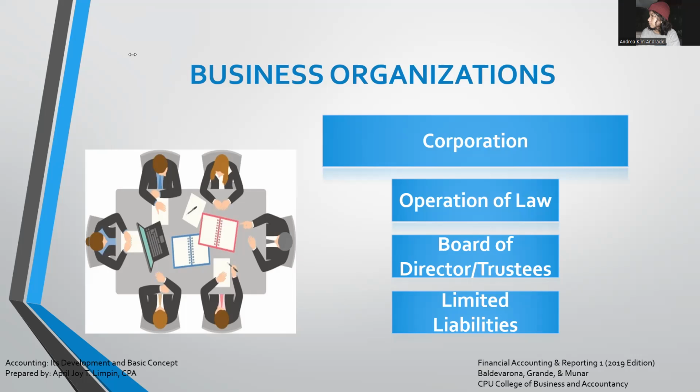Based on the limited explanation, with the unlimited liabilities, how come a corporation is limited? Because, sir, a corporation is not a person. So when the business goes down, the board of directors and trustees, for example, are not affected. They are not liable.